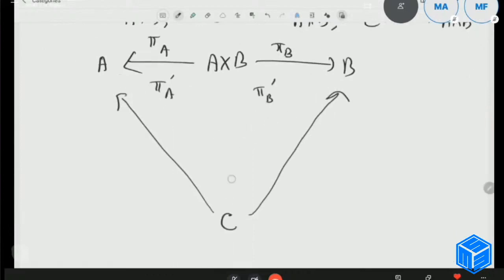If we have any maps, let's call them G and H, going into A and going into B, do we have any map going into A cross B that somehow relates these two naturally? That's the question. Sorry for making a mess of this. Anybody?